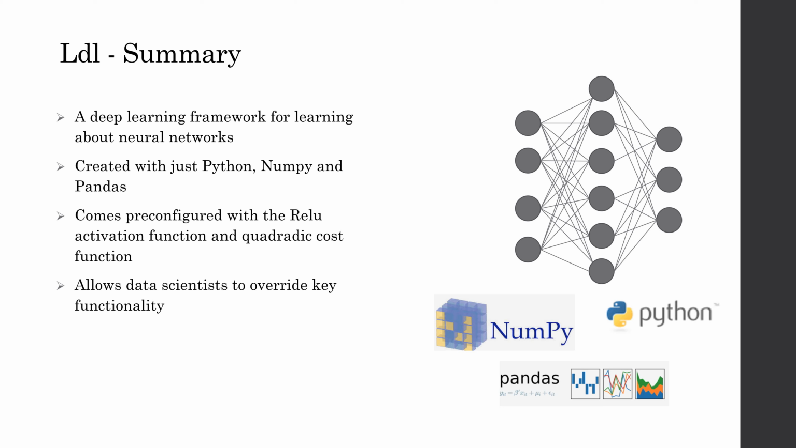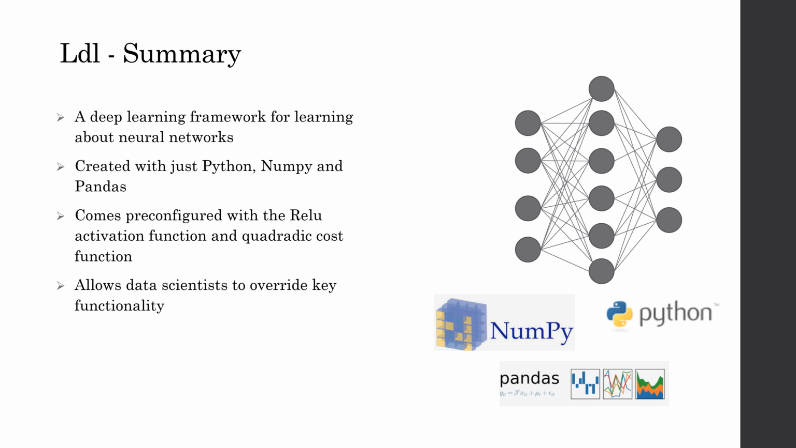LDL is a deep learning framework for learning about neural networks. Now, it's not just a neural network or a framework for accomplishing production work. Instead, it's for people who want to dig deeper and create a neural network from scratch. In fact, it's created with just Python, NumPy, and Pandas. NumPy provides the ability to perform matrix multiplication, and Pandas stores and plots results, and that's about it. Everything else is plain Python.